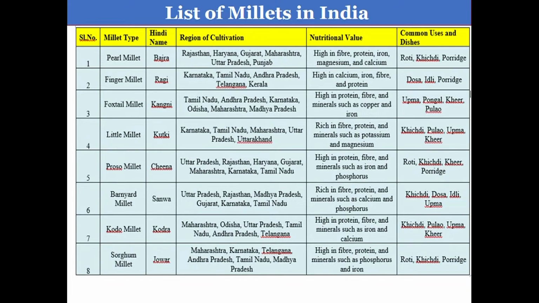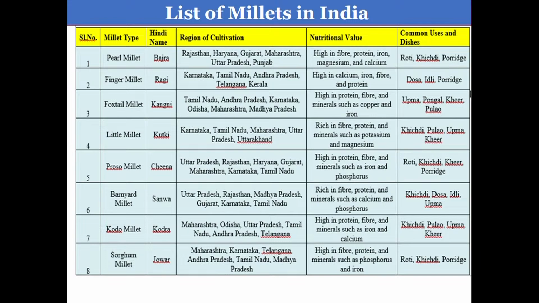Next is proso millet, in Hindi known as china. It is cultivated in Uttar Pradesh, Rajasthan, Haryana, Gujarat, Maharashtra, Karnataka, Tamil Nadu and other parts of India, and has high protein content, fiber, and minerals such as iron and potassium. You can make it as roti, khichdi, kheer and porridge.